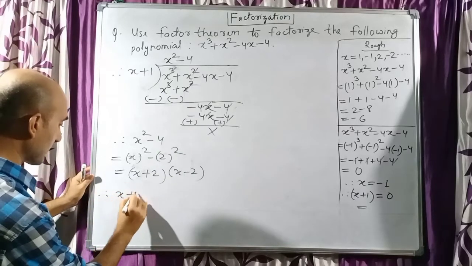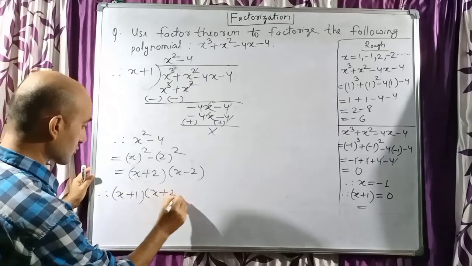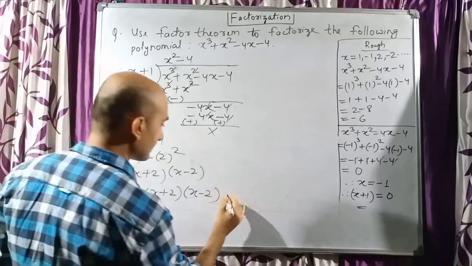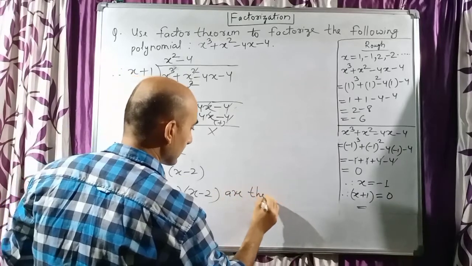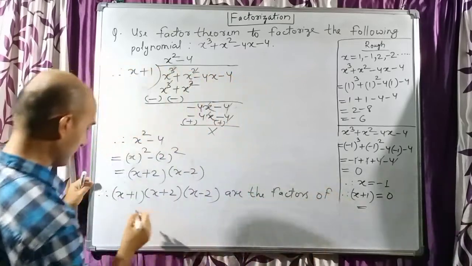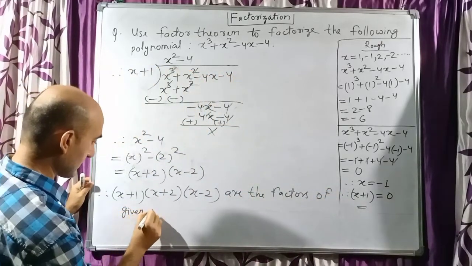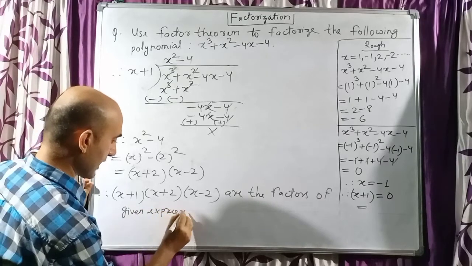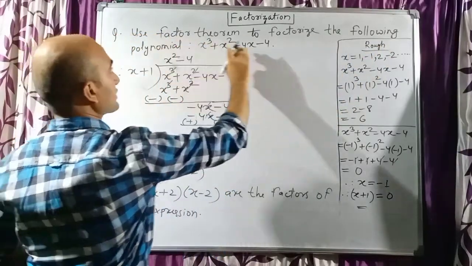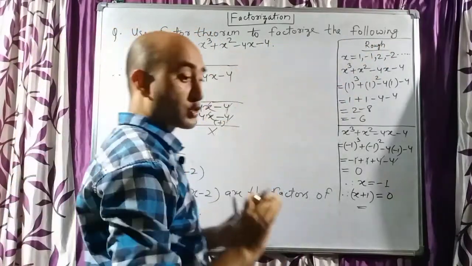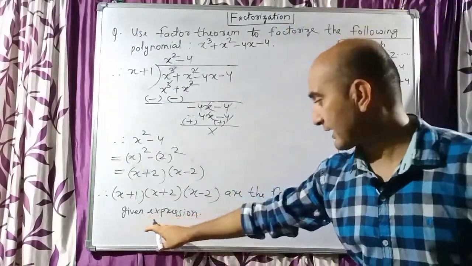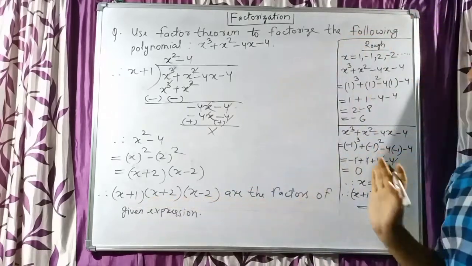Therefore x plus 1, x plus 2 and x minus 2 are the factors of the given expression. So the question was: factorize completely, use the factor theorem to factorize the following polynomial. To factorize, you have to use the factor theorem. So this is all factor theorem, and now I have factorized. So this is our answer, children.